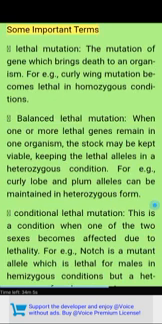Some important terms. Lethal mutation: the mutation of a gene which brings death to an organism. For example, the curly mutation becomes lethal in homozygous conditions. Balanced lethal mutation: when one or more lethal genes remain in one organism, the stock may be kept viable by keeping the lethal alleles in a heterozygous condition. For example, curly, lobe and plum alleles can be maintained in heterozygous form.